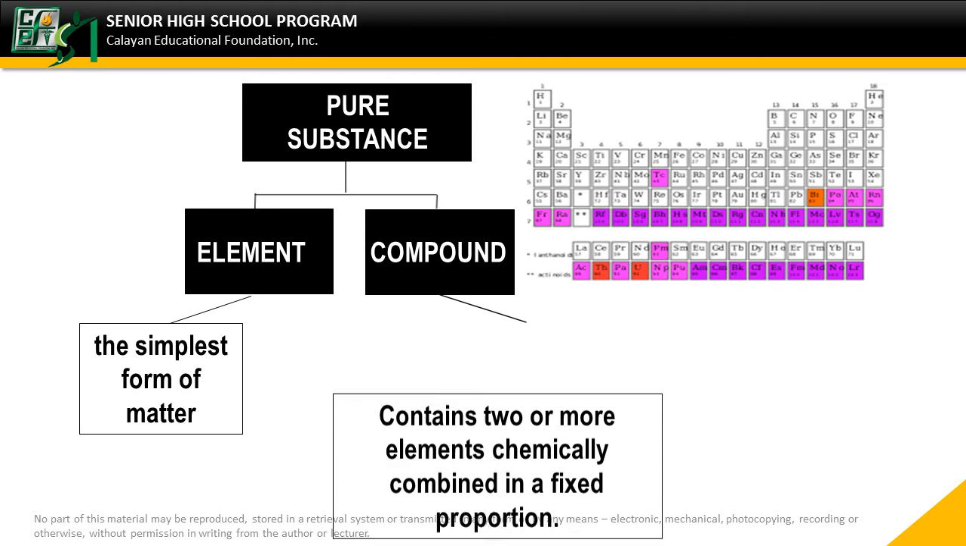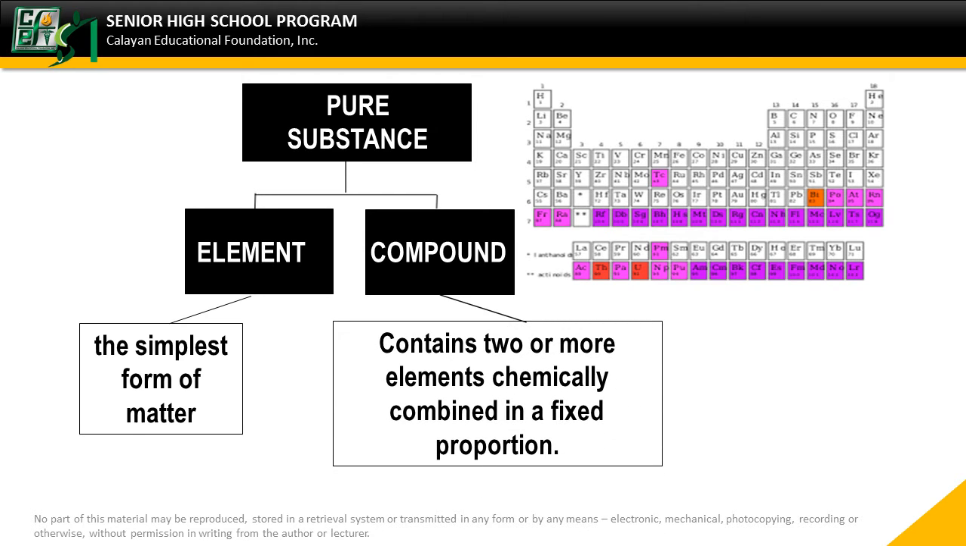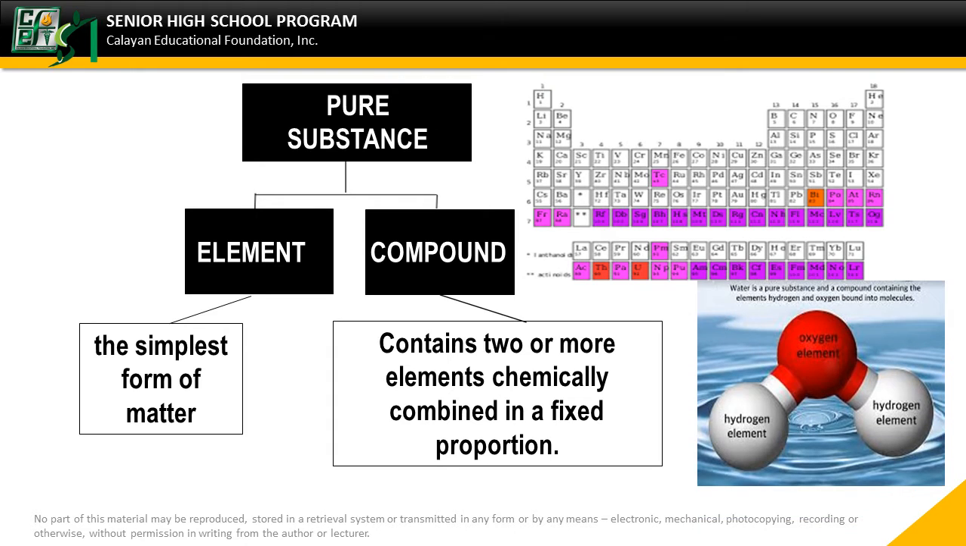A compound, on the other hand, is a substance that contains two or more elements chemically combined in a fixed proportion. Hydrogen and oxygen in water are chemically combined, and in any amount of water sample, there are twice as many hydrogen atoms as oxygen atoms. This illustrates that the proportion of hydrogen atoms to oxygen atoms in water is fixed.